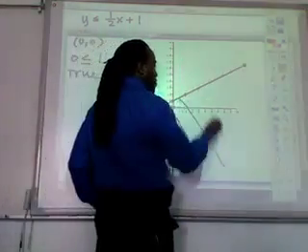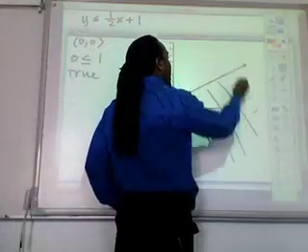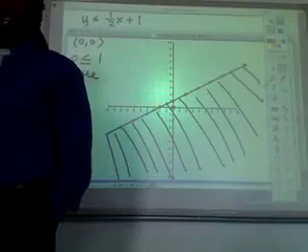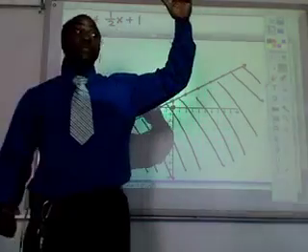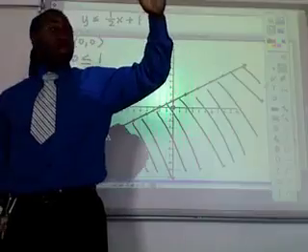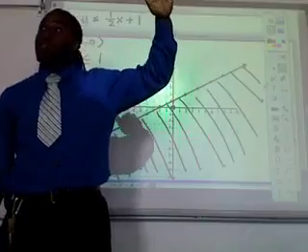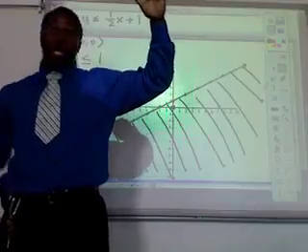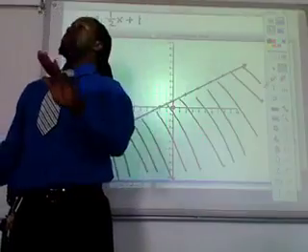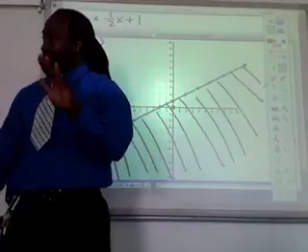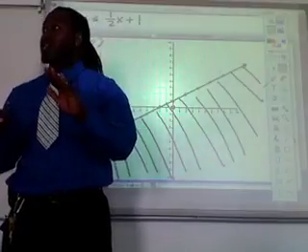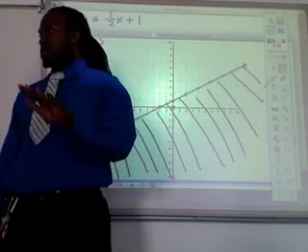So in other words, the location of your test point has nothing to do with where you shade. Your test point could be above and be true and you have to shade above. Your test point could be above but be false and you have to shade what? Below, because you have to always shade the true region. Your test point could be below the line and true and you would have to shade below. But your test point could also be below and be false and you would have to shade the opposite direction.